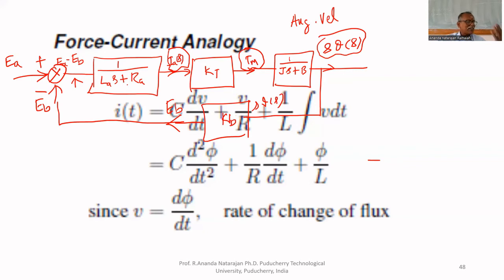I represented the same mathematical model in block diagram representation. For one equation, one block. So I got the block diagram representation of the armature controlled DC motor. Now, S theta of S is not the output. Output is theta of S. So what I can do is put one integrator here. 1 by S means integrator.